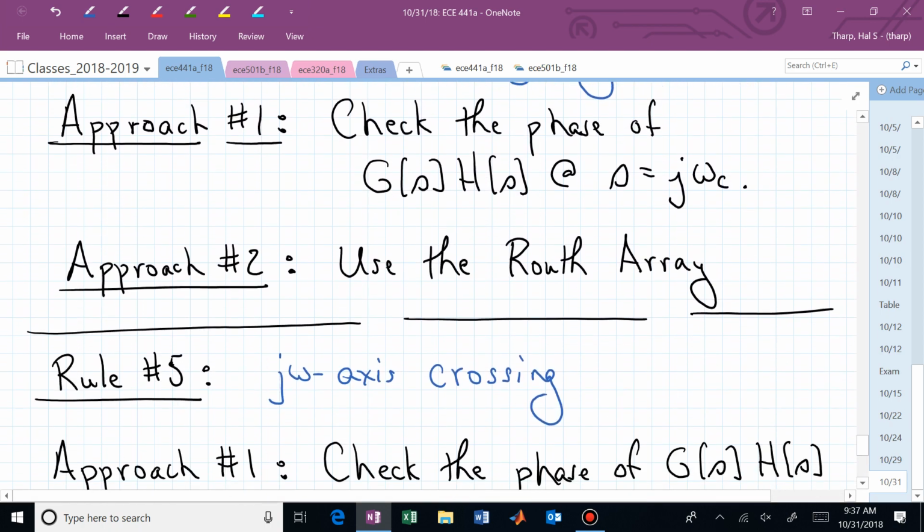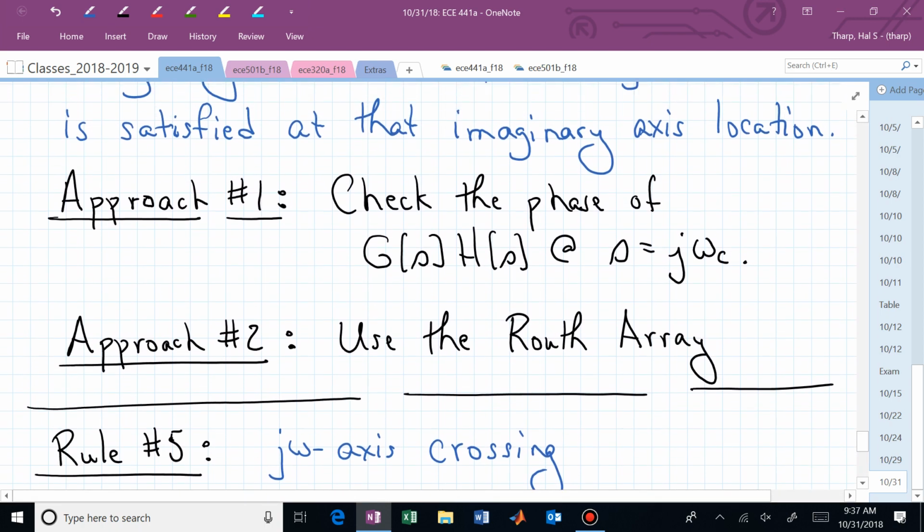If it's not, let's figure out how to do that. So we can do this many, many different ways. We could check the phase of our g of s, h of s at various locations on the imaginary axis and see, are we at minus 180 degrees? If we're not, then we need to go up or down if we expect an imaginary axis crossing.